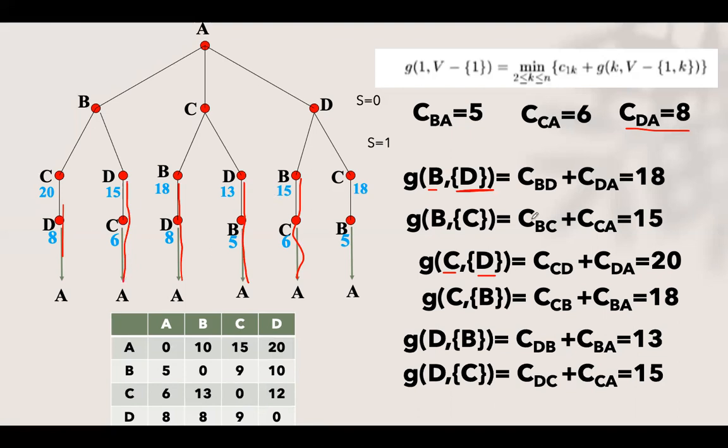Is it clear? So we have found out the intermediate cost of 2 vertices. Okay, for the 2-vertex paths, we have found out various costs. Next, we have to go one layer above.